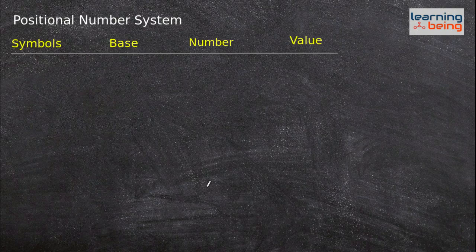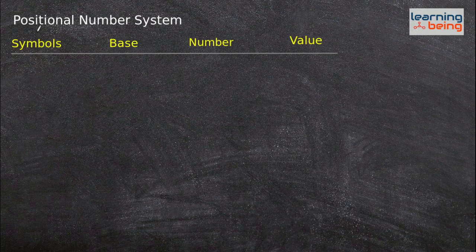In this presentation, we will discuss the positional number system. In a positional number system, there are four main terminologies: symbols, base, number, and the value of a number. We need to distinguish between all those things very clearly. We need to understand the purpose of each and the significance of each of them.